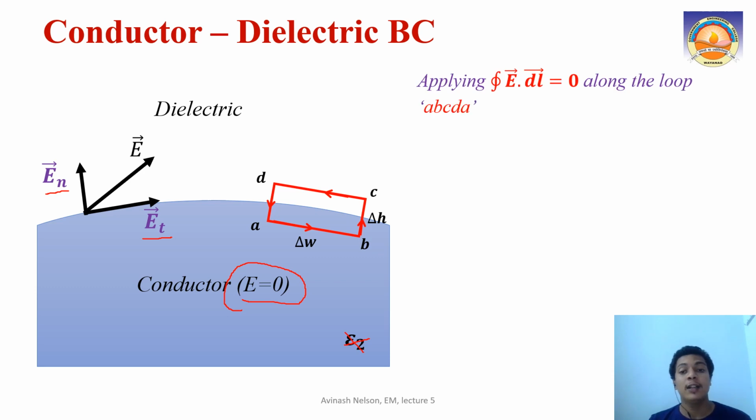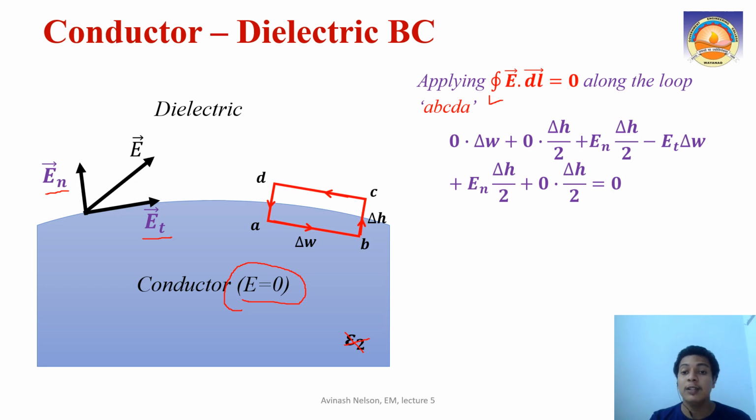We will see what happens in Maxwell's equation. Around this closed loop A, B, C, D, A, the integral of E dot dl will be equal to 0. So let us see E dot dl across this loop. The AB part is inside the conductor, and we already know that the electric field inside the conductor is 0. So there is no question of a normal or tangential component; everything is 0 here. So I have written 0 into delta W for the section AB.